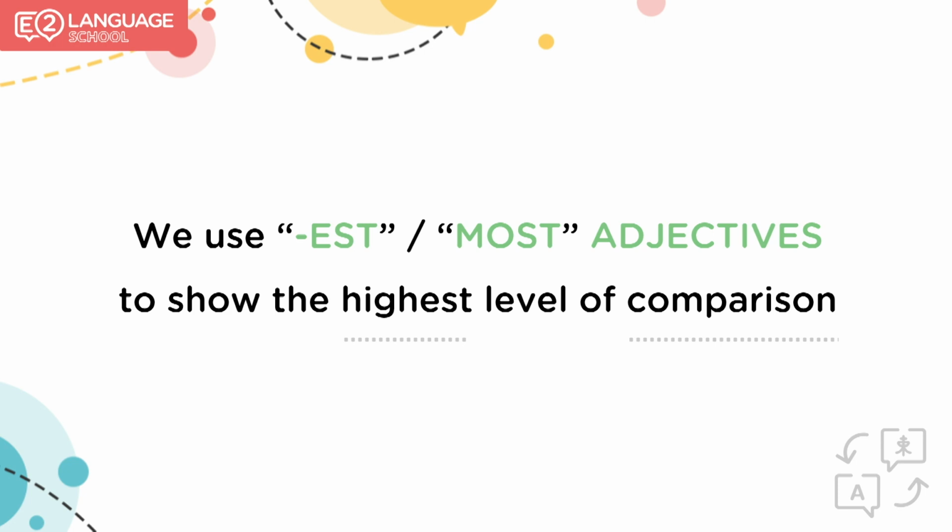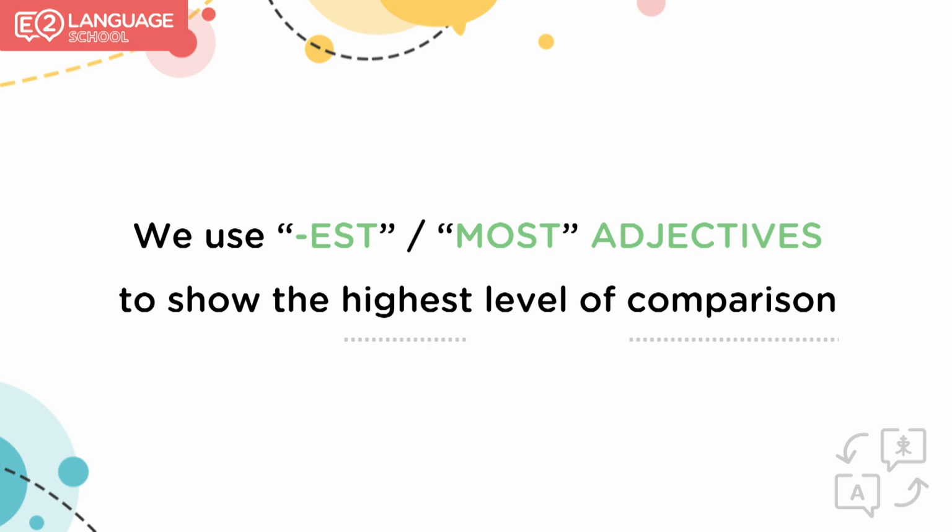Well, we use them to show the highest level of comparison. Now, if these 2 words that are underlined are new words for you, highest and comparison, pause this video, take out your dictionary and research these 2 words. They're very, very important. Comparison comes from the verb to compare, which means to find the differences between 2 or more things, or people or places.